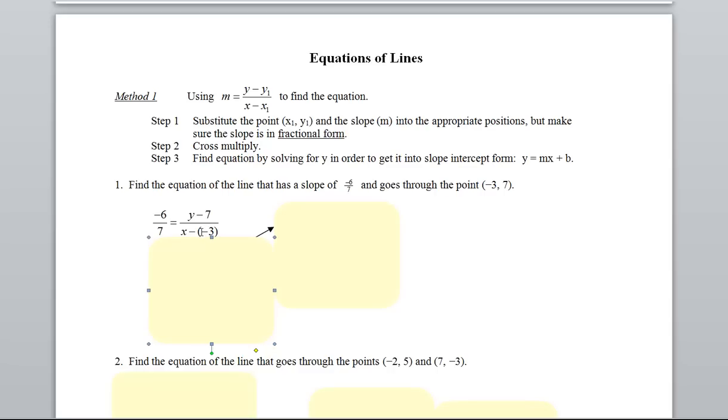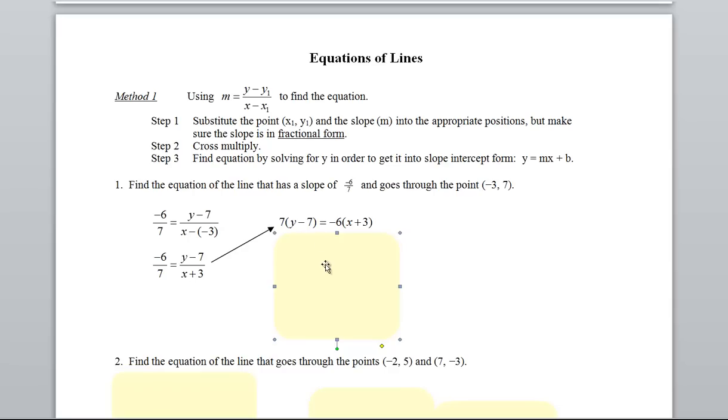Remember, when you are substituting a negative behind a subtraction symbol, it is to your advantage to use parentheses. Next thing I'm going to do is clean this up. Whenever I have this situation right here, I'm going to go ahead and change that to x plus 3. Cross multiply, you learned that back when you were in grade school. So I would suggest you go 7 times this and then negative 6 times this. I do have a reason for that.